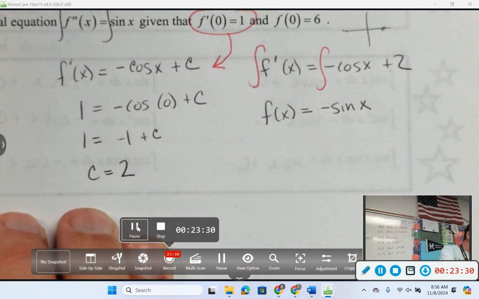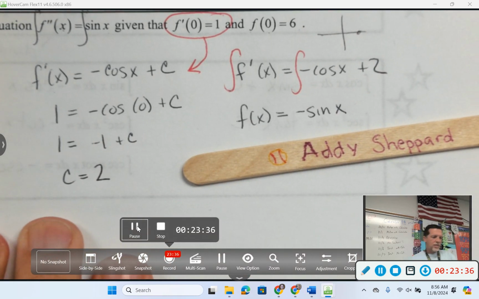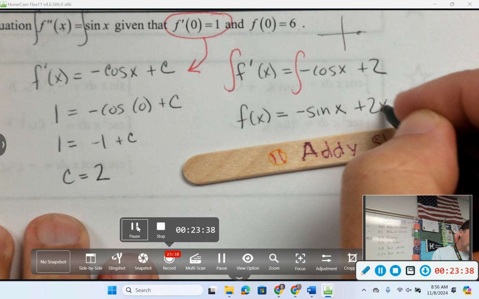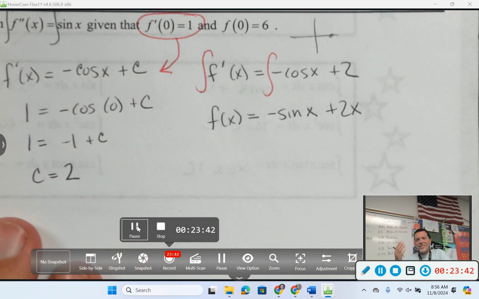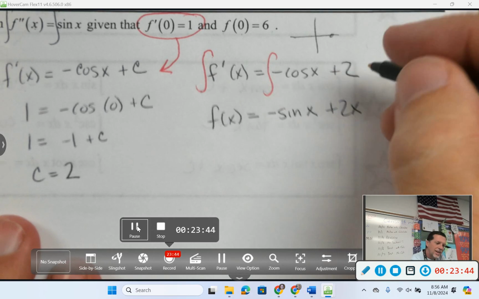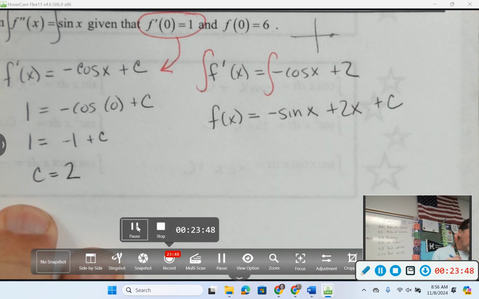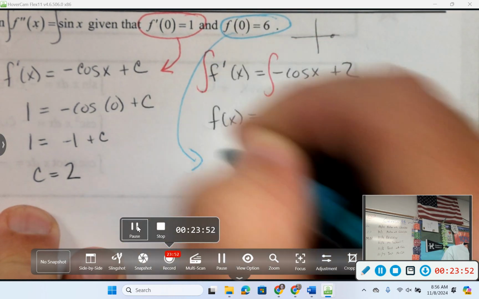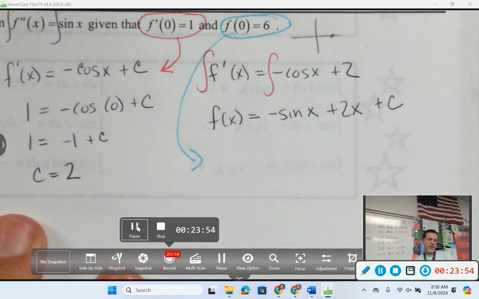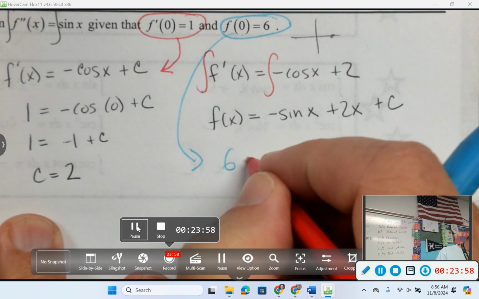How about the 2? What is that? 2x. And then this is, I think, why people forget c maybe, is like it comes out of nowhere, but don't forget the plus c. And then we'll use f of 0 equals 6. So the answer is 6 when we plug in 0.